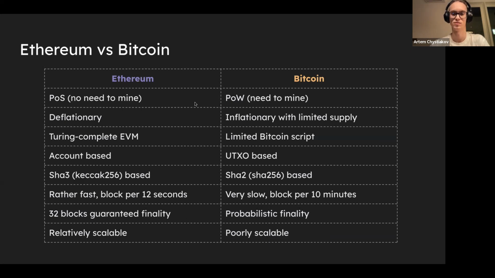Bitcoin is a proof-of-work blockchain, and you have to spend a lot of electricity to get some Bitcoins, and also to execute transactions, because to execute transactions, they have to be added to the block, and the block has to be confirmed with the electricity it spends.